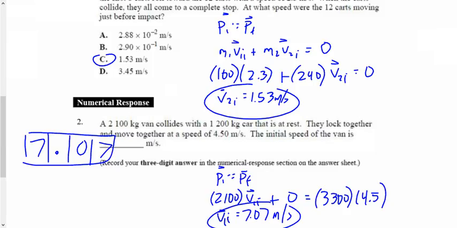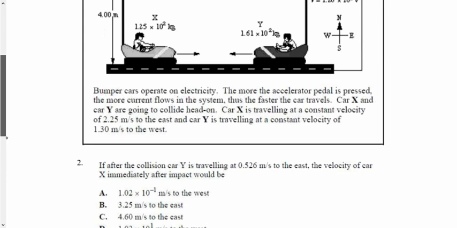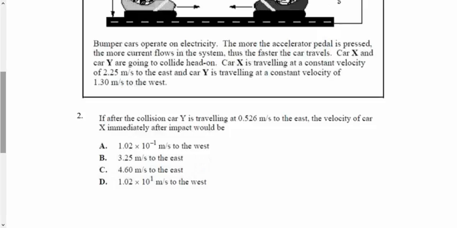All right, and finally, multiple choice question number 2, which I said in the answer key online was D, it's not D. The answer should be A, 1.02 times 10 to the negative 1. Where does that come from? Well, these two bumper cars are coming towards each other, X and Y. They collide. PI is equal to PF. M1 V1I plus M2 V2I. Then afterwards, they bounce apart, so we're going to say M1 V1F plus M2 V2F.